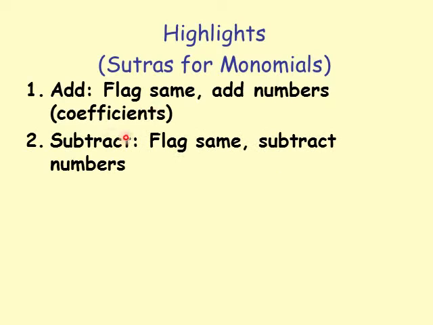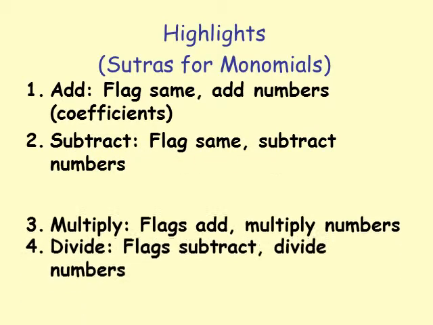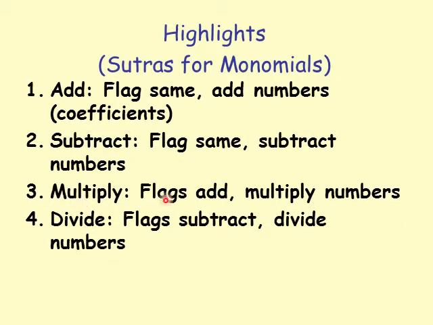Let's continue. In subtraction, with two monomials separated by a minus sign, if the flags are the same, that means the same power, subtract the numbers, which means we subtract the coefficients. Same thing in multiply. If flags, add the flags and multiply numbers. Number means multiply the coefficients. So we add the two flags, the two powers, and multiply the two coefficients.